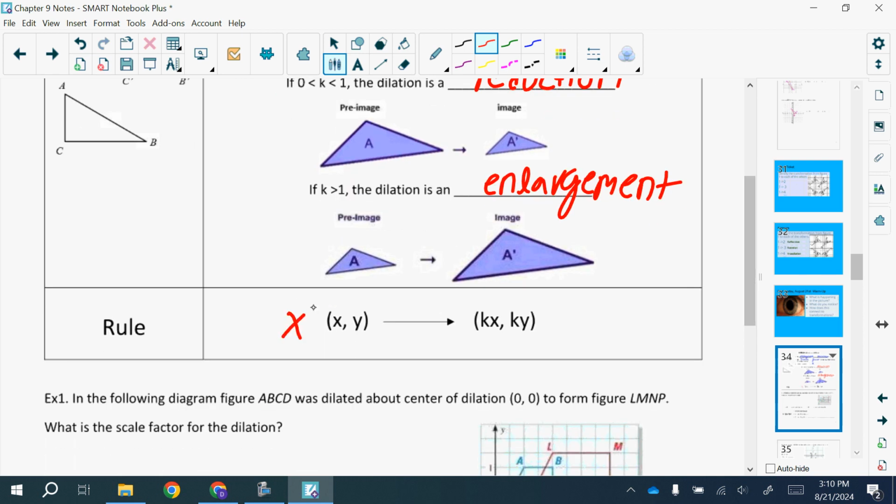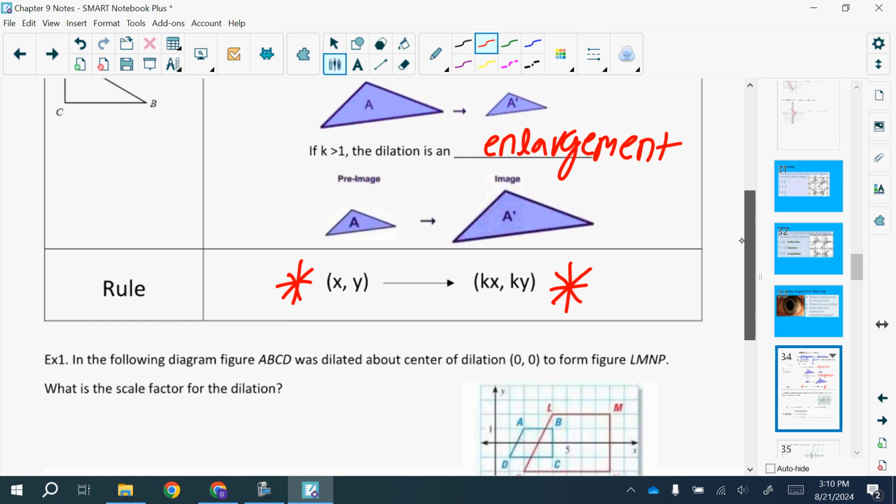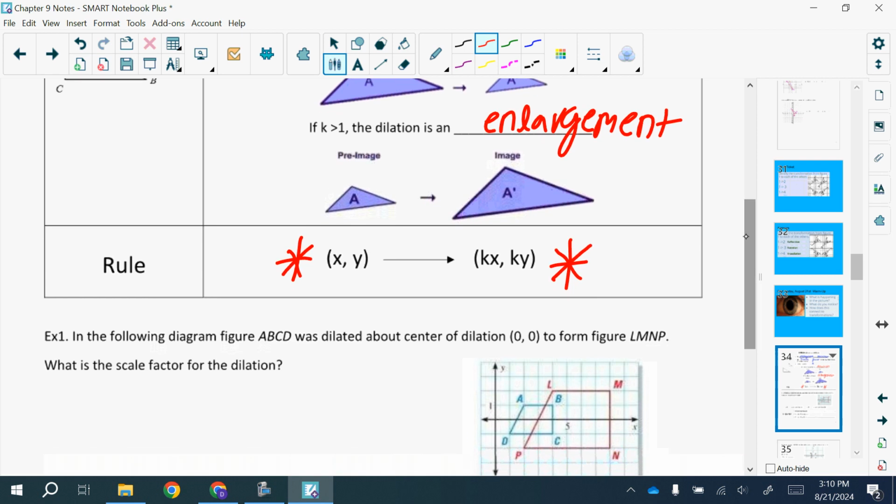Our rule is you go from your original ordered pair x comma y to kx comma ky. So you're multiplying x and y by the same scale factor in order for it to be a true dilation.